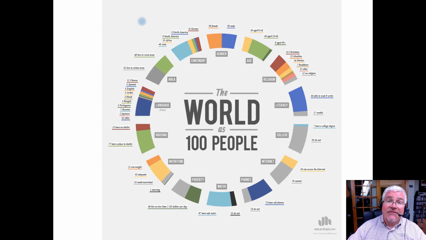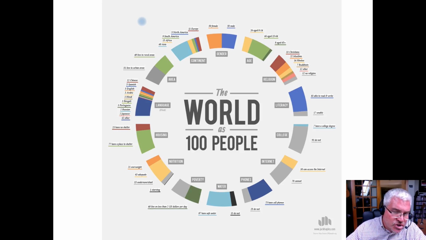Water, 87 have safe water to drink and bathe in. 13 do not. That's a real crime. 13 may seem like a low number, but think of how essential water is to life. Poverty, 48 people in our village of 100, almost half, live on less than $2 US a day.